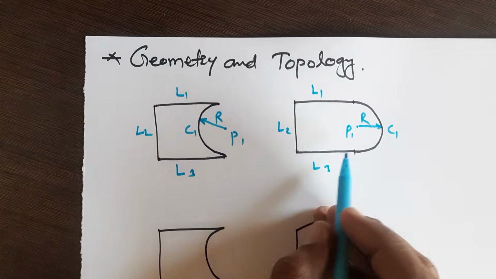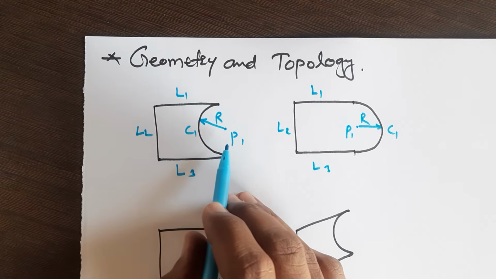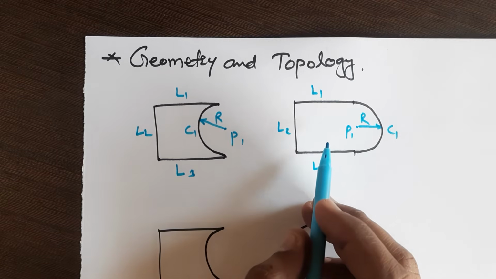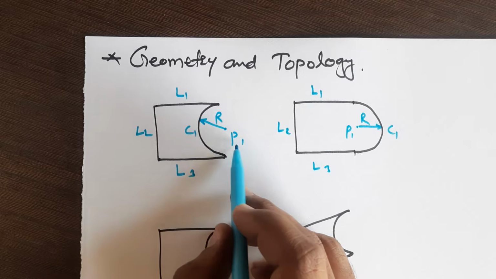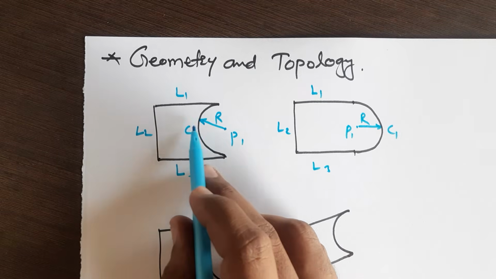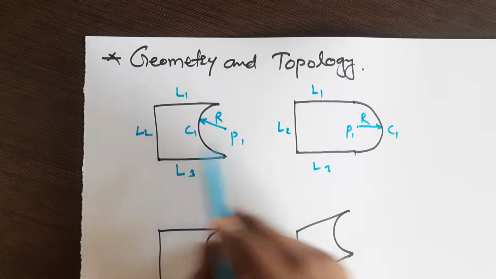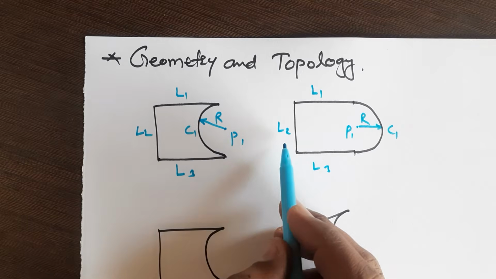Now here in these two models, the geometry is same but the topology is different. Geometry means length of L1, L2, L3, location of point P1, C1, R, these are same in both the geometries, but the topology is different. Topology means whether the point P is inside the geometry or outside the geometry.